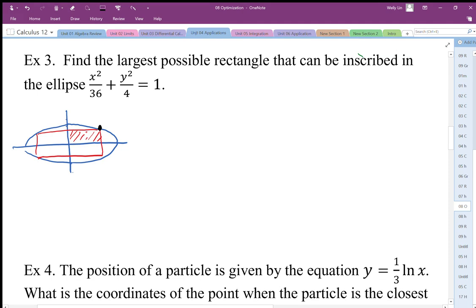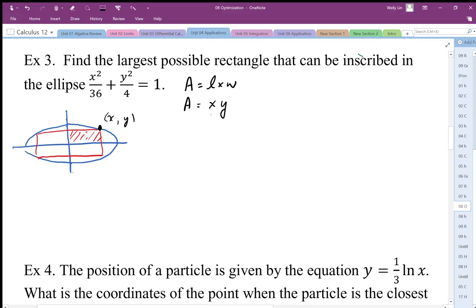And so first things first, we need to come up with an equation that we're going to maximize. We're maximizing area, so the area is going to be the length times the width. And we can rewrite that as the x position times the y position. So x times y will give us the maximum area.